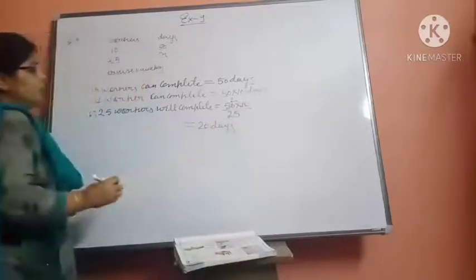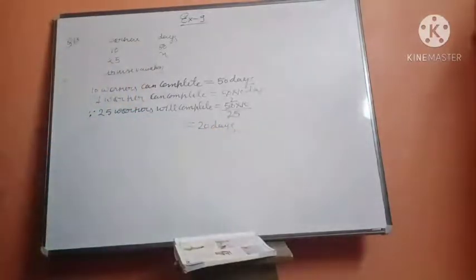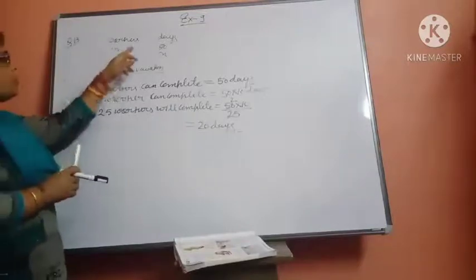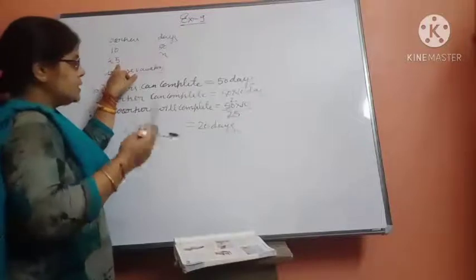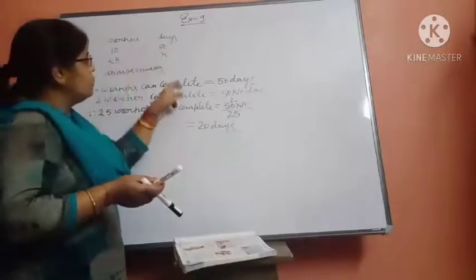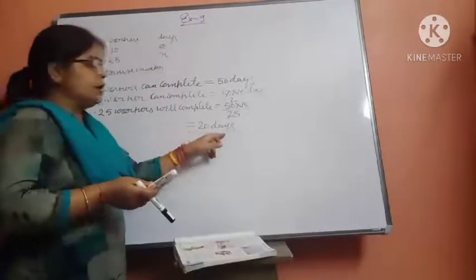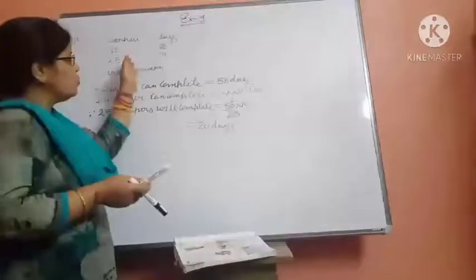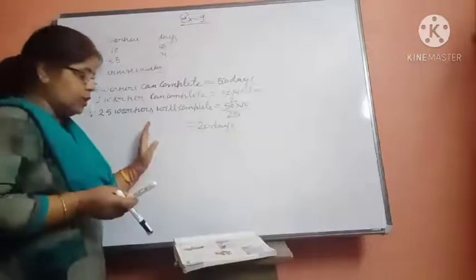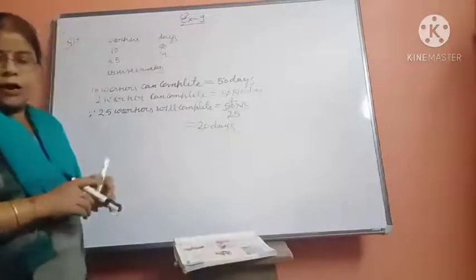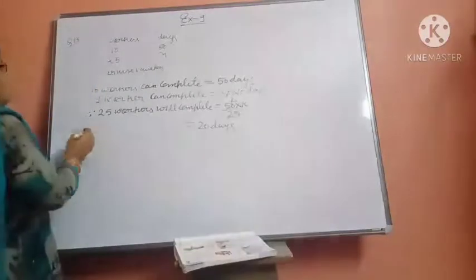20 days. Now you can understand the question: when 10 workers were completing in 50 days, you have increased the number of workers. So what will happen? The number of days has reduced. So this is a question of inverse variation. Inverse variation questions we will do in this pattern. Okay, now come to question number 14.